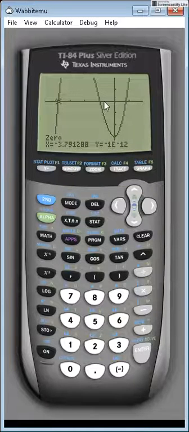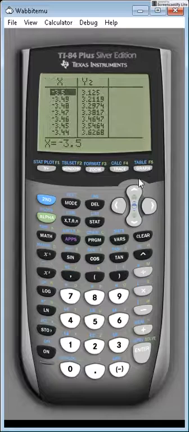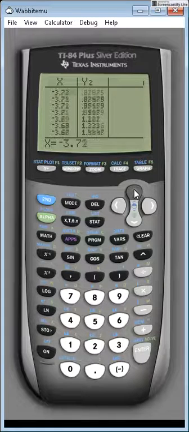And you can do the same thing over here and verify that. A way that you could use your table, if you know it's between negative 3 and negative 4, you could use your table, go to your table set and start it at like negative 3.5 and make it go by small amounts. And then you go back to your table, the small amounts, you should be getting closer and closer to 0.